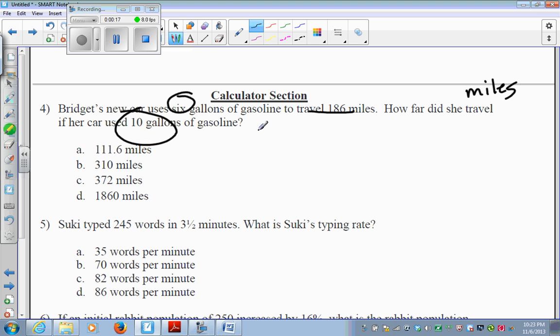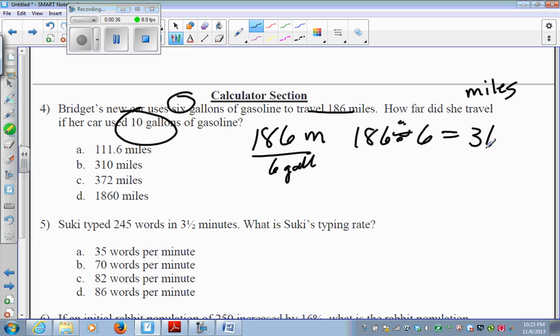If she can drive 186 miles on 6 gallons, I would probably figure out how many miles she could go in just 1 gallon. So 186 divided by 6 means she can drive 31 miles on 1 gallon of gas.